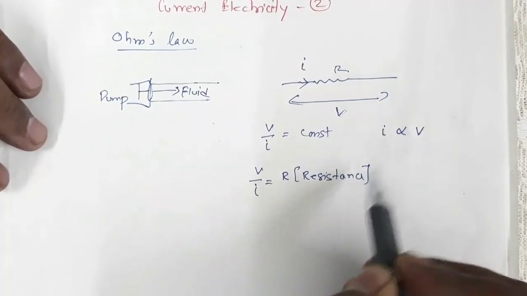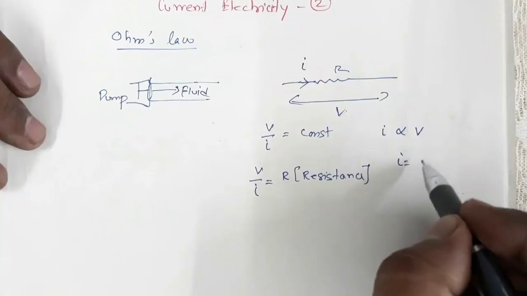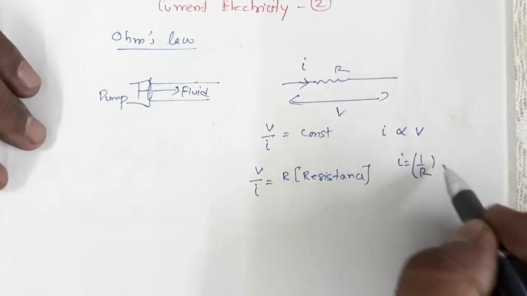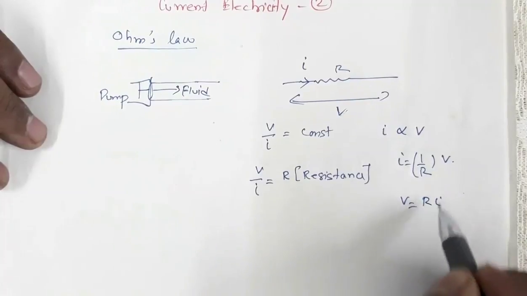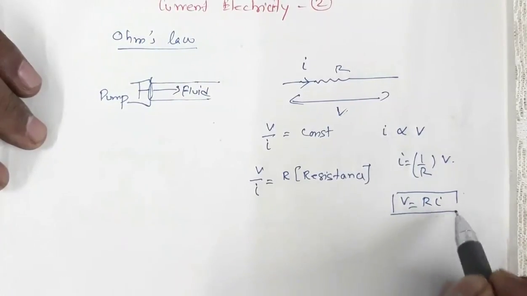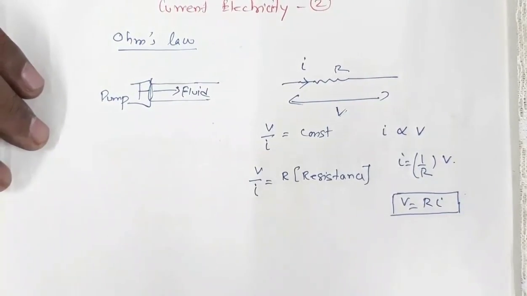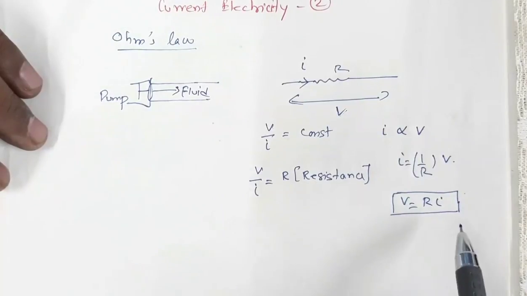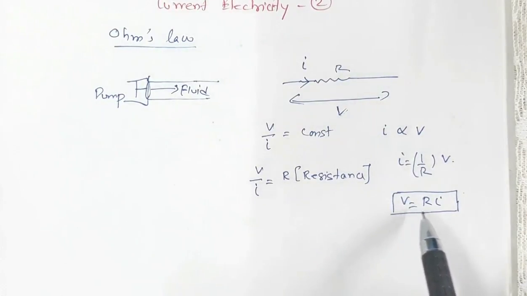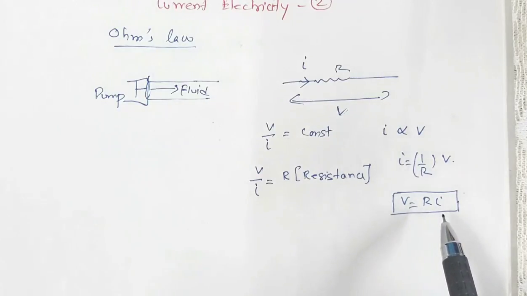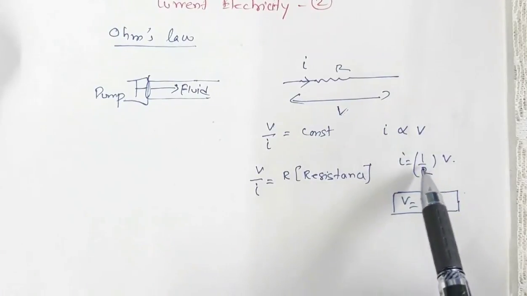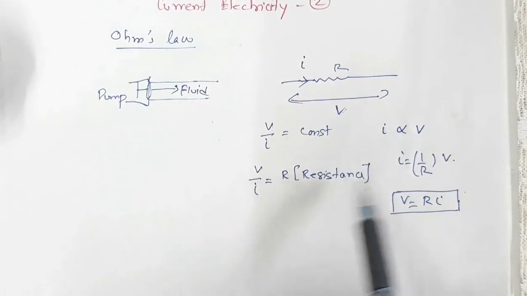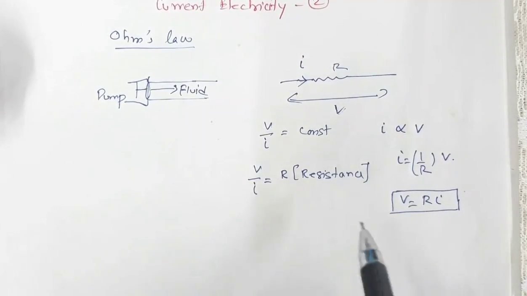resistance. Now in this case I is equal to 1 by R into V, or I can write V is equal to R into I. So this is the mathematical form of Ohm's law. V is equal to R into I. Applied potential is equal to resistance into strength of current flowing through the conductor. Now as you can see, this R resistance is the proportionality constant.